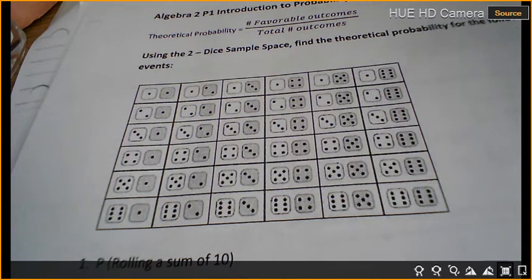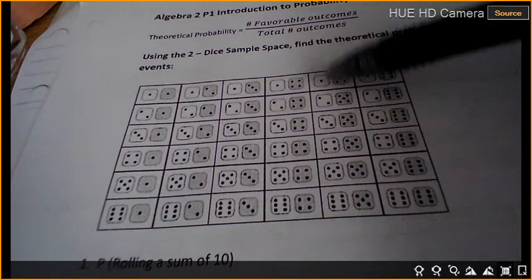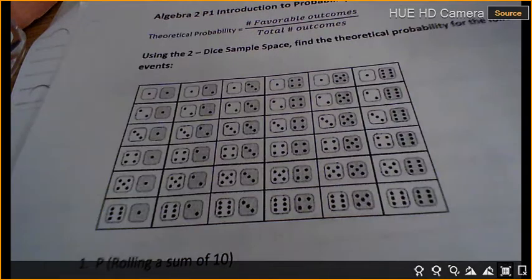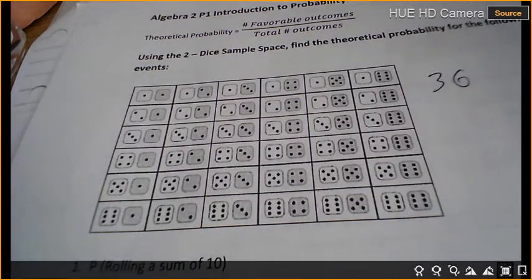Okay, so right here, how many different possibilities do we have for 2 dice? So we've got 1, 2, 3, 4, 5, 6 times 6. So we have 36 different options. So that's something I just want to write down at the side, that there's 36 different ways I can roll 2 dice.